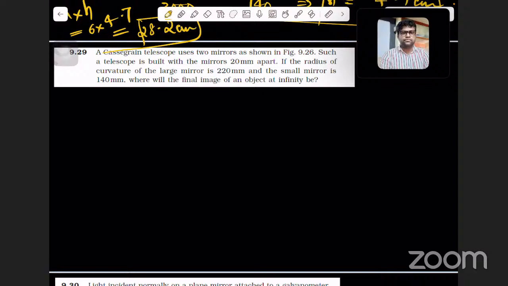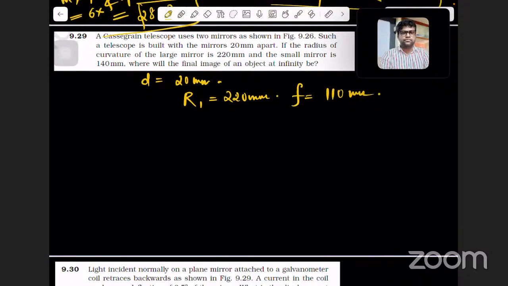The larger one is the objective and the smaller one is the secondary mirror. The distance between them is 20 millimeters, so D is 20 millimeters. The radius of curvature of the objective is 220 millimeters, so the focal length of the objective would be 110 millimeters. The radius of curvature of the secondary mirror is 140 millimeters, so the focal length would be 70 millimeters.